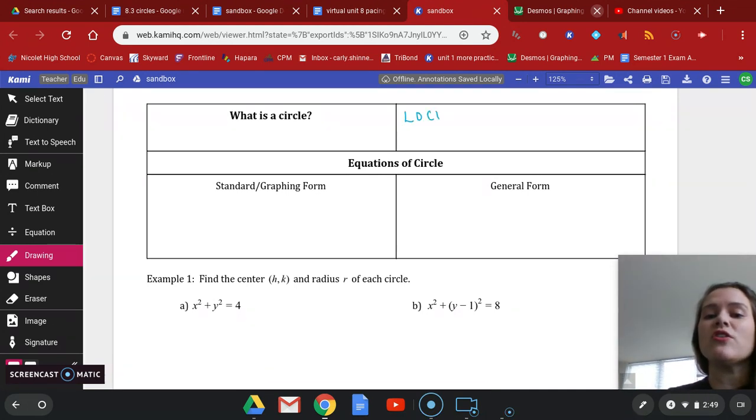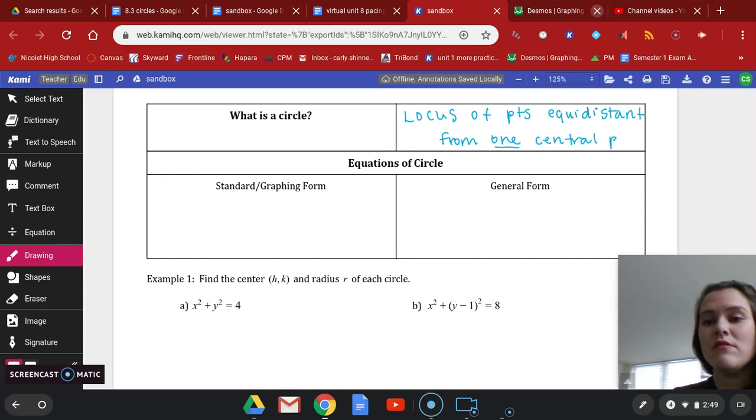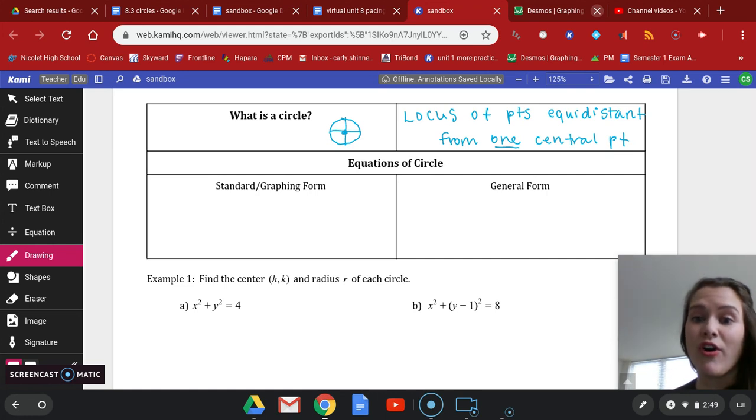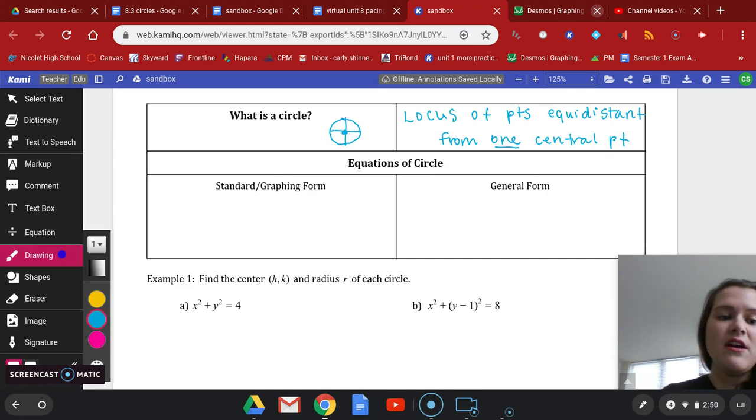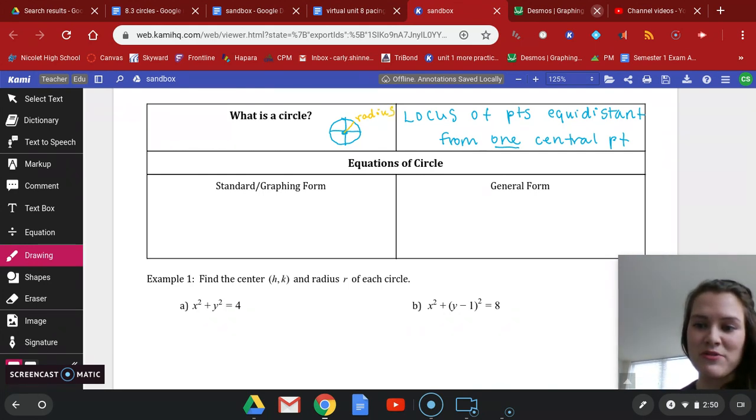So what is a circle? We are going to define a circle as the locus of points equidistant from one central point. So think about this, guys. If I gave you a central point, let's say 0, 0, and I want all of the points that are equidistant from that central point, I would get a locus of points that is a circle. And what is that equidistant? What do we usually refer to that as? The radius, right?